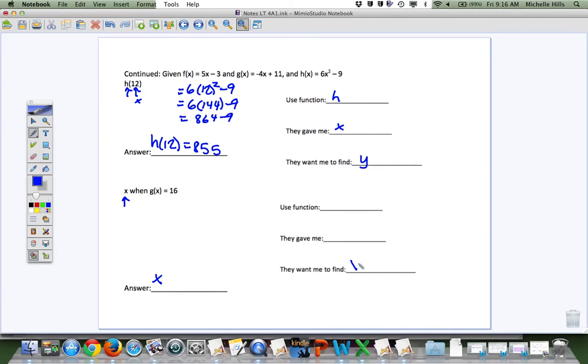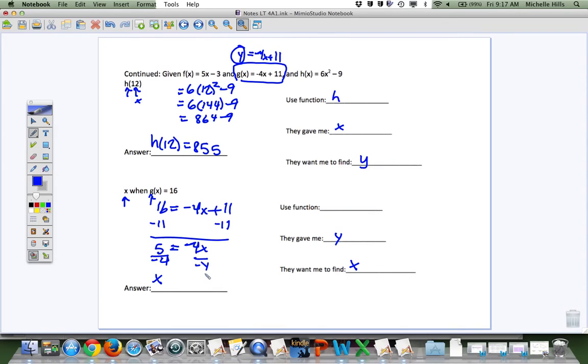They say find x. Oh, find x. So what they gave me was y. They want me to use function g. So this is the one I'm going to use now. Remember, they gave me y, so like y equals negative 4x plus 11. They gave me the y, so 16 equals negative 4x plus 11. To solve this, I would subtract 11 from both sides to get negative 4x equals 5. And I divide by negative 4. X equals negative 1.25. I need my equals in there.